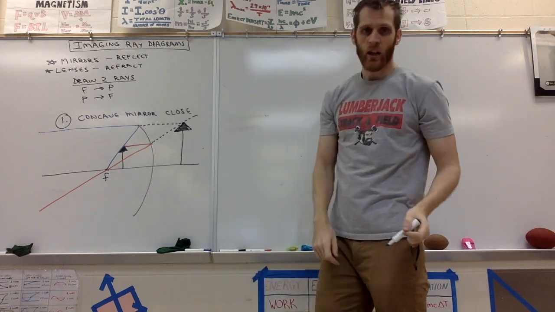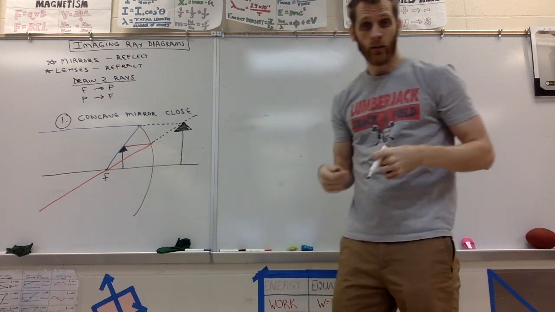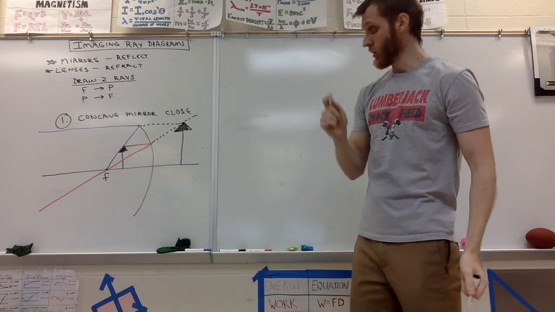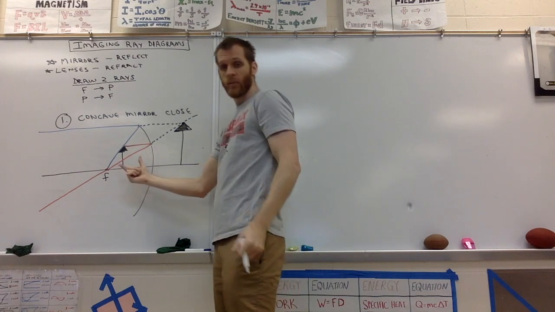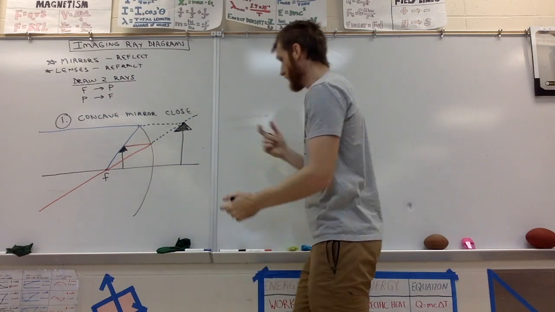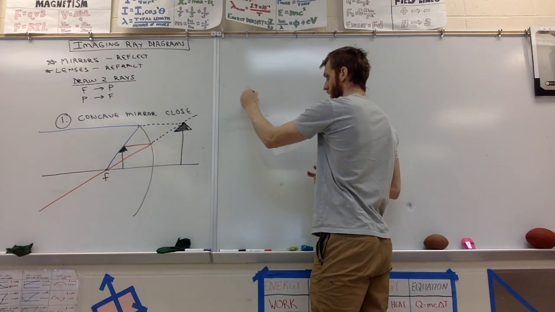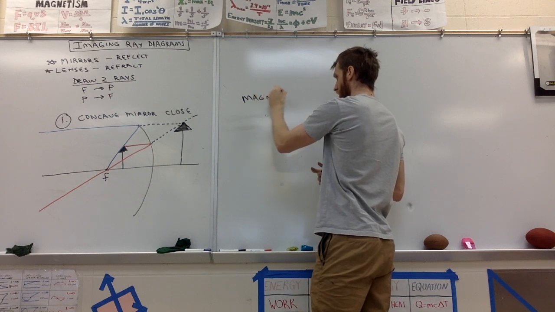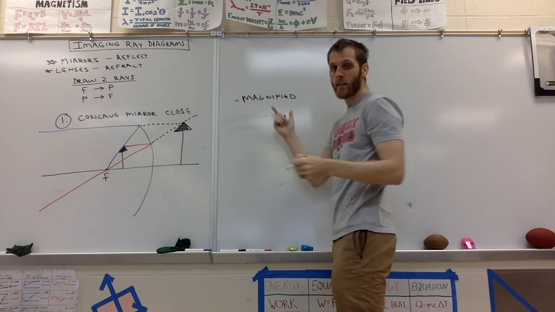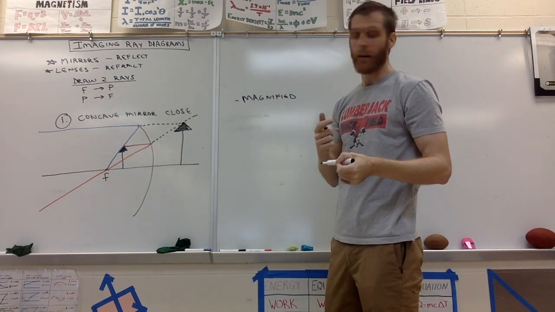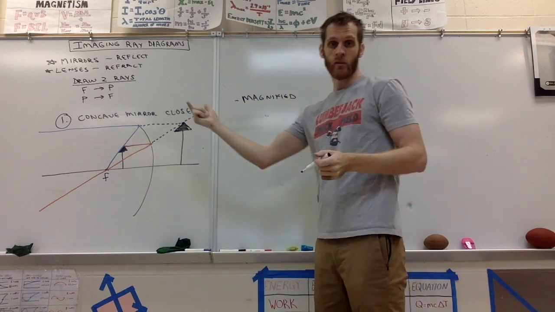So with this image, I see a couple things. One, I see it's larger. There's no place, even if I move this, it just makes this larger and larger. So first, this is a magnified image. It's a larger image. Now we can actually calculate this once again with the equation, which we'll get to in a bit. But we know for sure it's magnified.